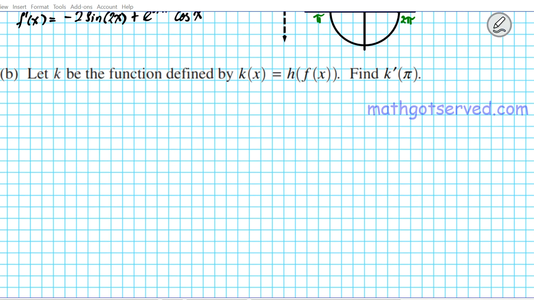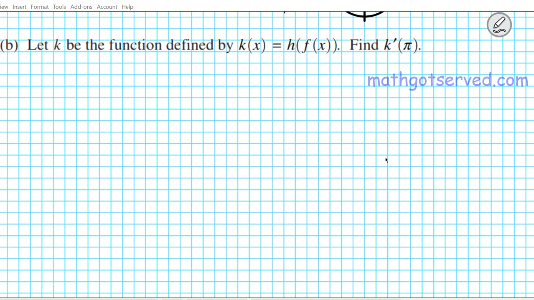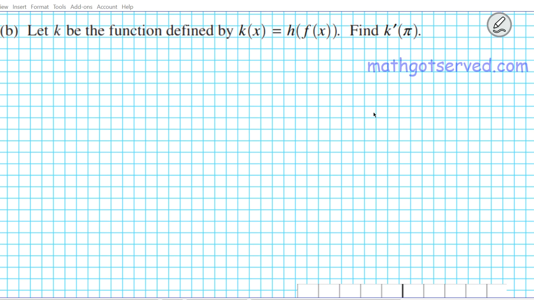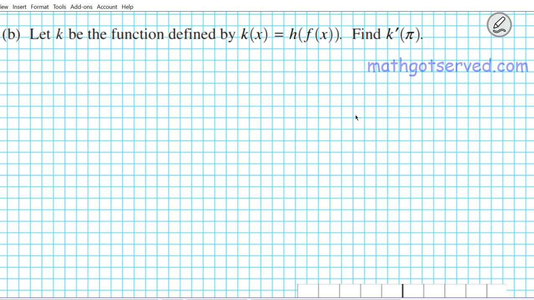Alrighty, let's take a look at question 6b. It says, let k be the function defined by k of x equals h of f of x. Find k prime of pi. This problem is exactly the same as the previous one that we did, okay? K prime of pi is the same thing as the slope of the tangent line to k at pi. That's basically what it is. It's just similar to exactly what we did before. So our plan of attack will be the same. So let's outline it again.